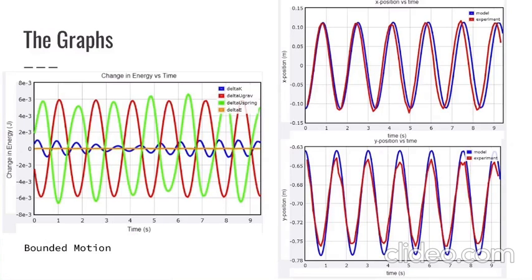Here in the graphs, we have the representation of our energy principle on the left. In the blue, we have our change in kinetic energy. In the red, we have our change in gravitational energy. In the green, we have the change in potential spring energy. And in the orange, we have our total change in energy, which is 0 because of our bounded motion. On the right, we also have our x and y positions versus time, where our x is more accurate than our y position from the ellipse.